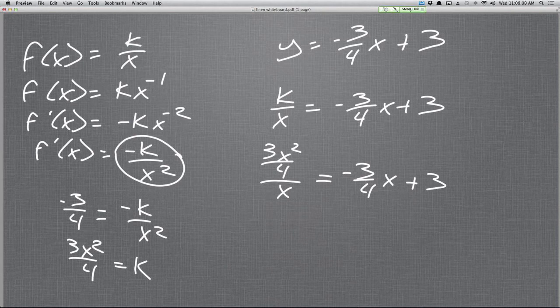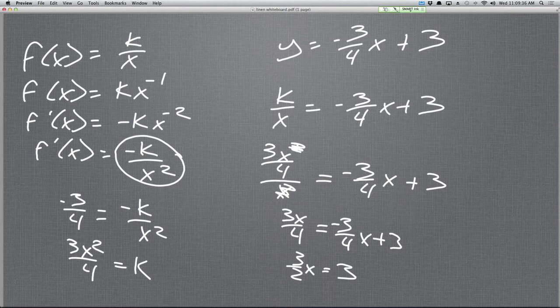What happens to that x squared and the x over there on the left? Multiply with these two things, they reduce. So I have 3x over 4 equals negative 3/4 x plus 3. Now you want to get that negative 3/4 x by itself. I need to get the x's on the same side. So you need to add 3/4. What's 3/4 plus 3/4? 6 over 4, which reduces to 3/2.